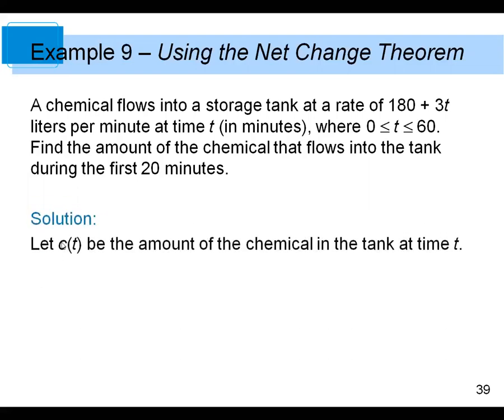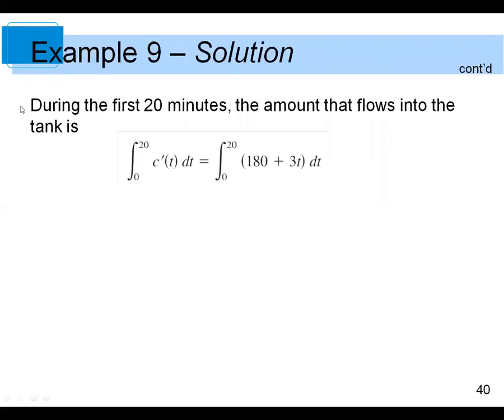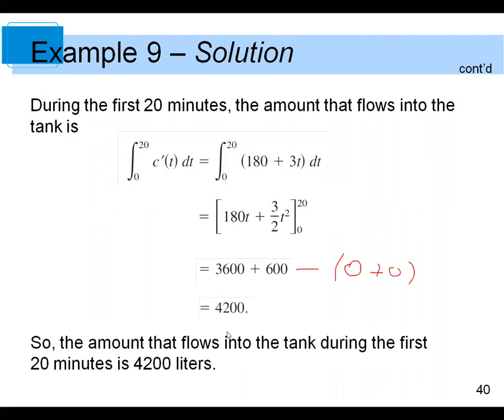So what you do is let C of t be the amount of chemical in the tank. Then C prime represents the rate at which the chemical flows into the tank. So if I integrate C prime of t from 0 to 20, that's just like integrating the rate, so 180 plus 3t. Anti-differentiate, plug in 20 and 0. So we get 300 plus 600 minus 0 plus 0, which equals 4,200. So this is kind of like C of 20 minus C of 0.